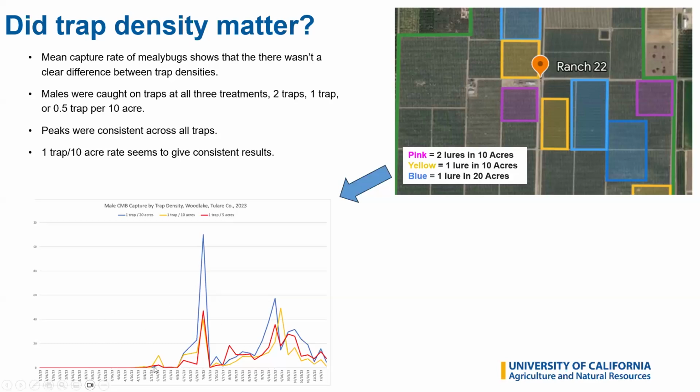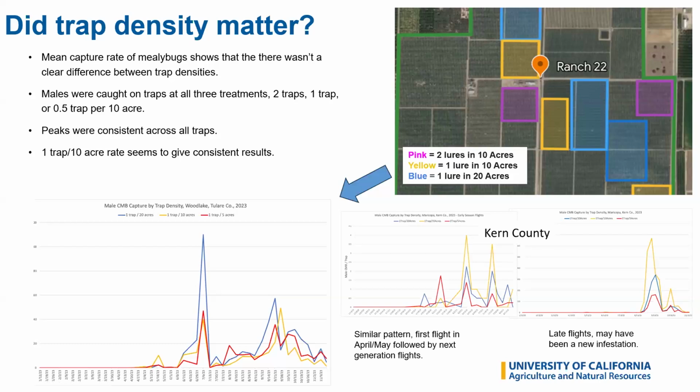As you can see from these graphs, when you have 1 trap per 5 acres, we were detecting, but not as many as when we had 1 trap per 10 acres. So in our data the peaks overlapped for all trap densities, but data was more consistent when we had one trap per 10 acres, in Tulare County, in Kern County, in all areas. Based on these results, we recommend one trap per 10 acres to help you monitor mealybug males throughout the season.